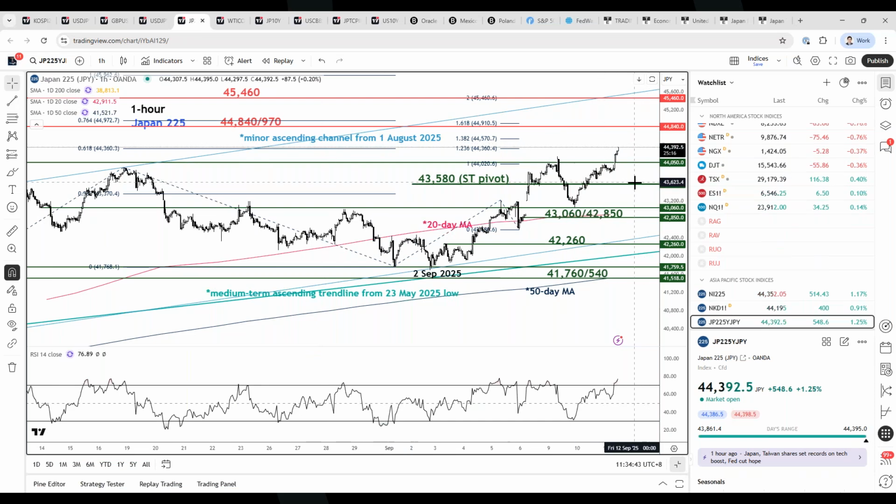Only a bearish breakdown below 43,580 will negate the bullish tone to see another round of minor corrective pullback unfolding to retest the 20-day moving average, acting as the next important support zone in the short term at 43,060 slash 42,850. So that's for the Japan 225.